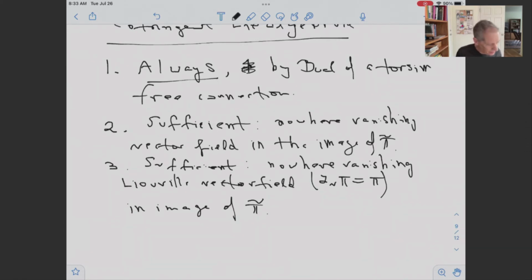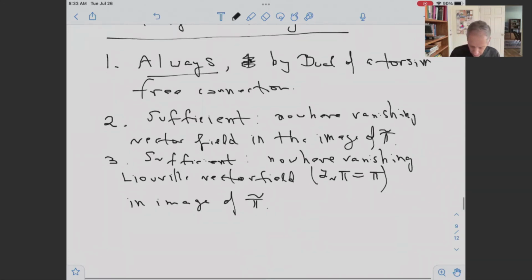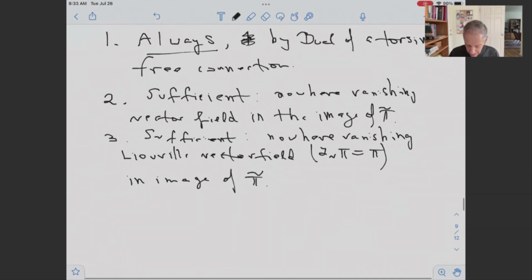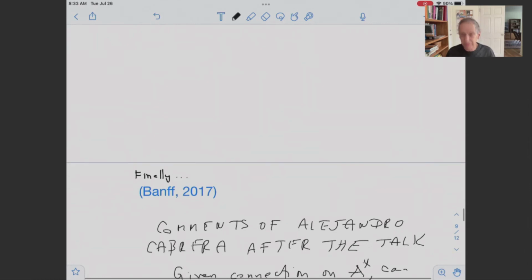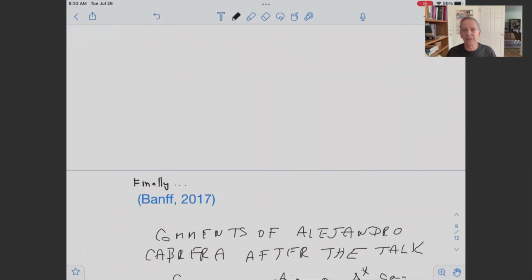Okay. So now I want to go on to these comments of Alejandro Cabrera. But before I do, maybe I should ask if there are any questions. Are there any questions in the room? No, people are happy here. Okay. Well, I don't know about that, but anyway, let me go on.